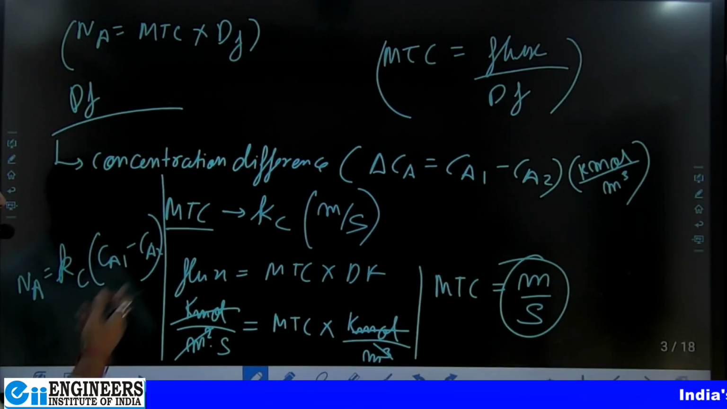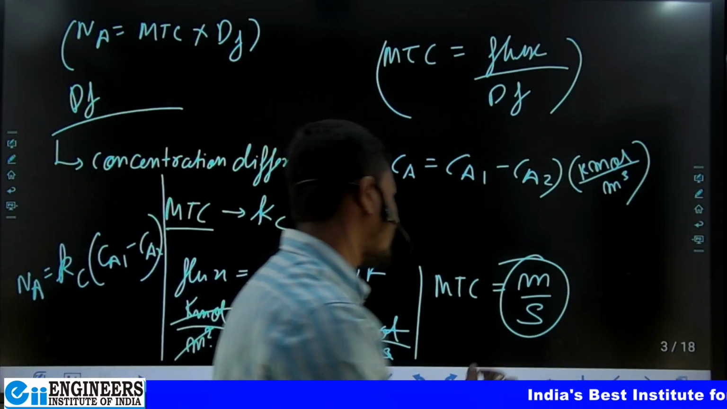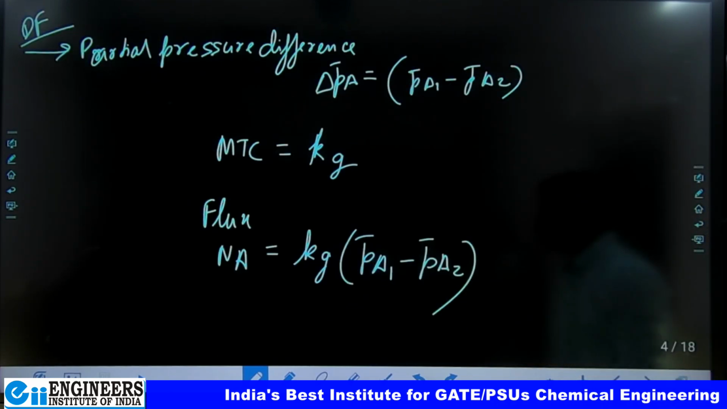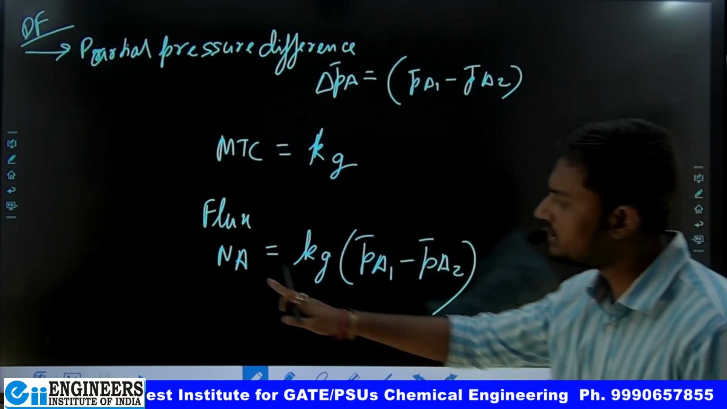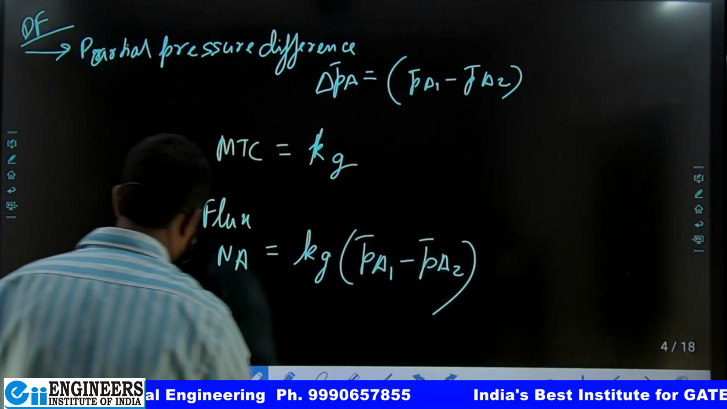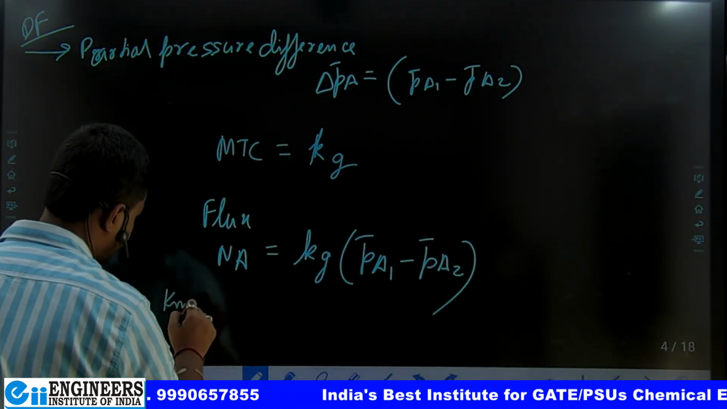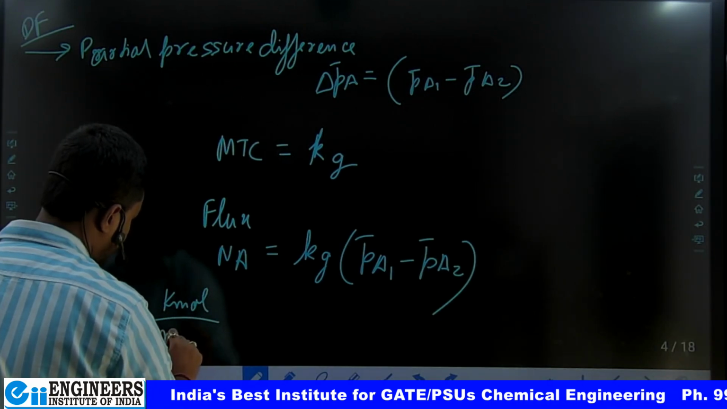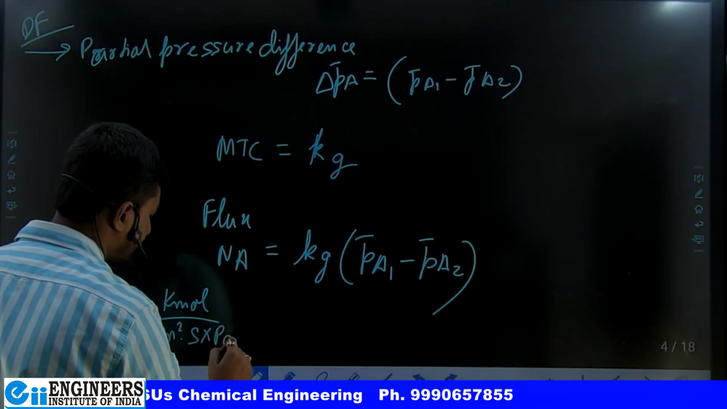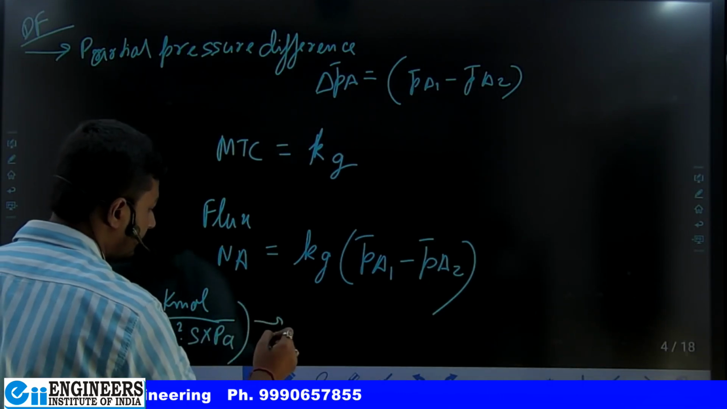And what will be the unit of our Kc? That will be just the flux divided by the driving force. In this case also, if you want to find out the unit of your Kg, just do the flux divided by your driving force. What is the unit of flux? It is kilomole per meter square second, and your driving force is pressure, so it is Pascal. So this will be the unit of your Kg.